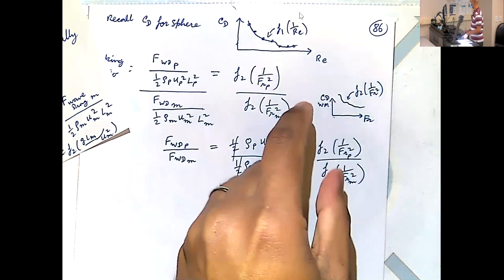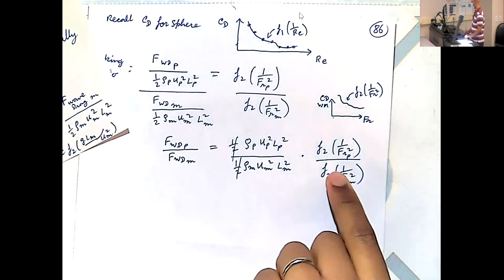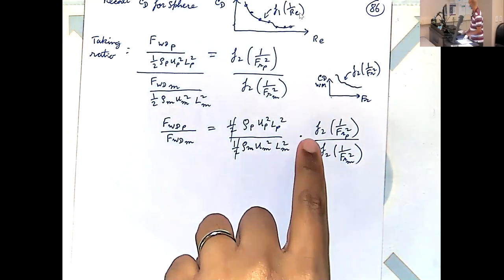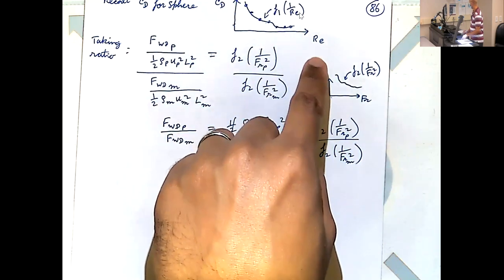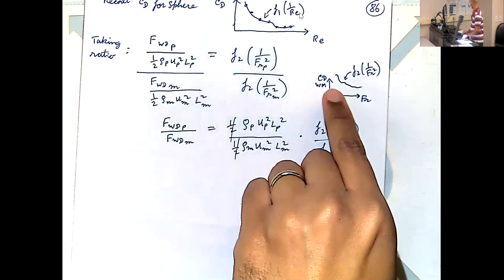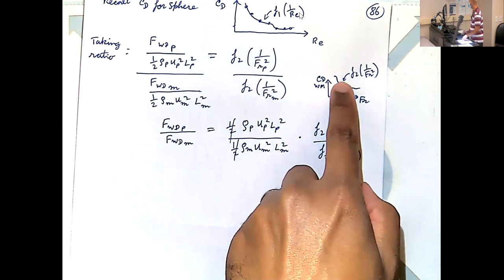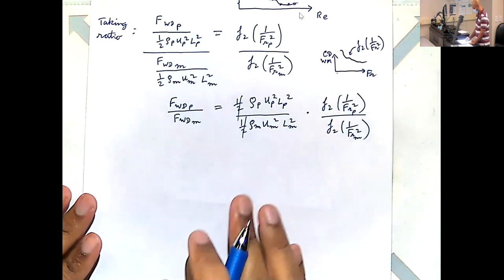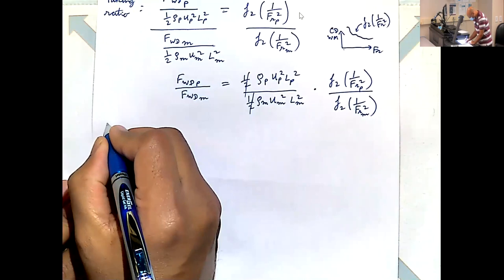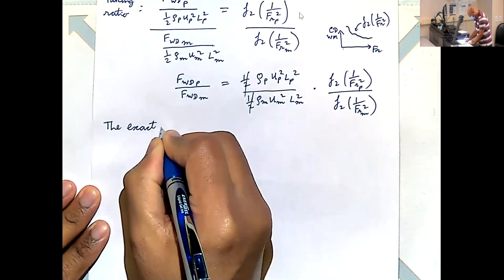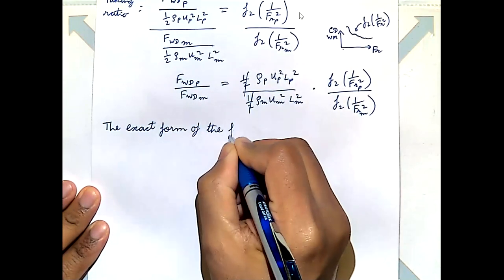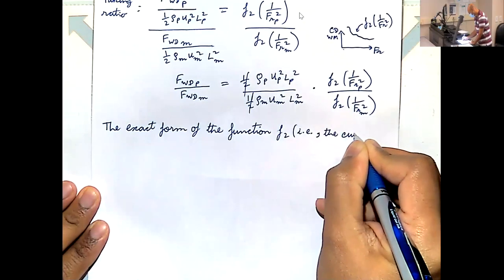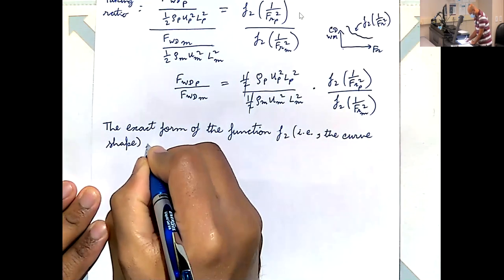So now, two different size prototypes operating at the same Froude number. What do you say? So they cancel out, go to one? Exactly. So although they are very different in size, they will follow the same curve because they are geometrically similar. So if I'm at a given Froude number for both of them, they will both have the same F2 value. So these two will cancel out. That makes life easier for us because we don't know what this curve looks like. So the exact form of the function F2, that is the curve shape, is unknown.